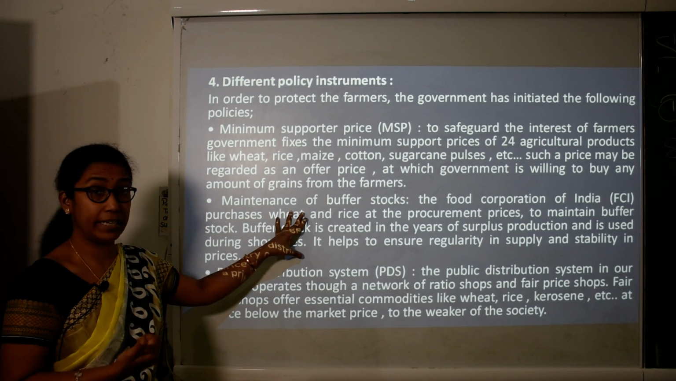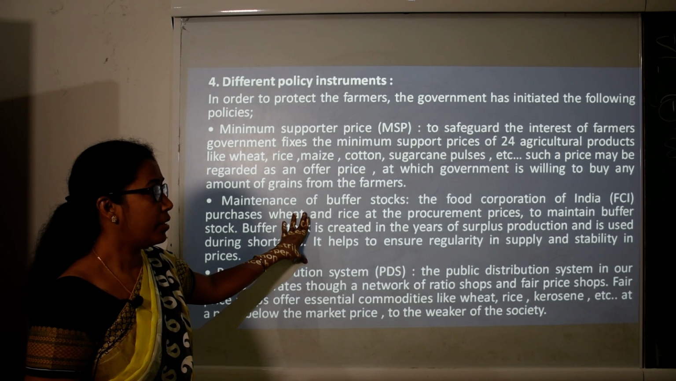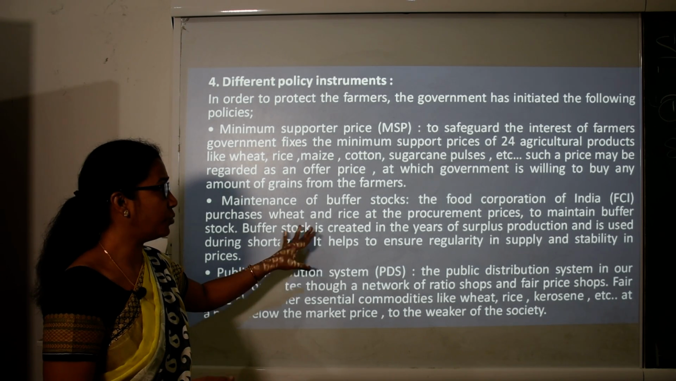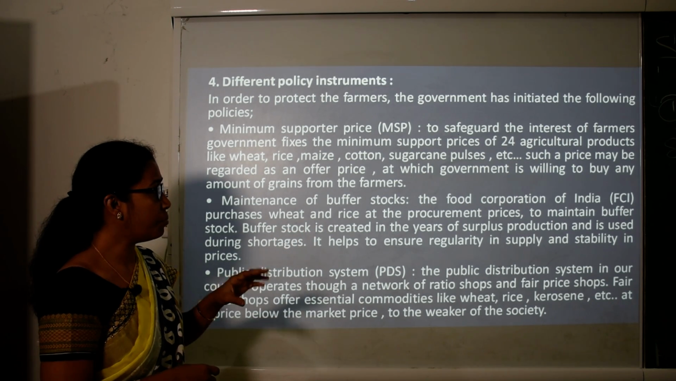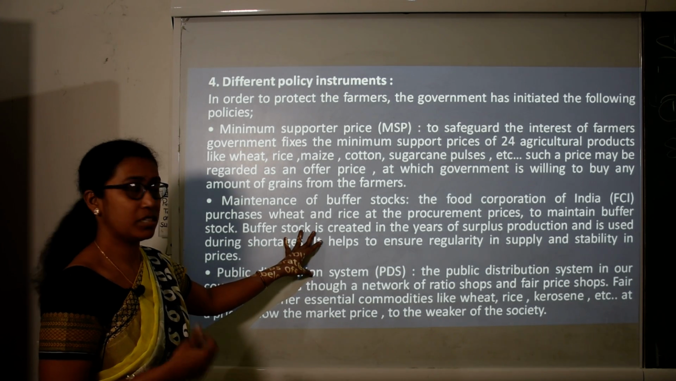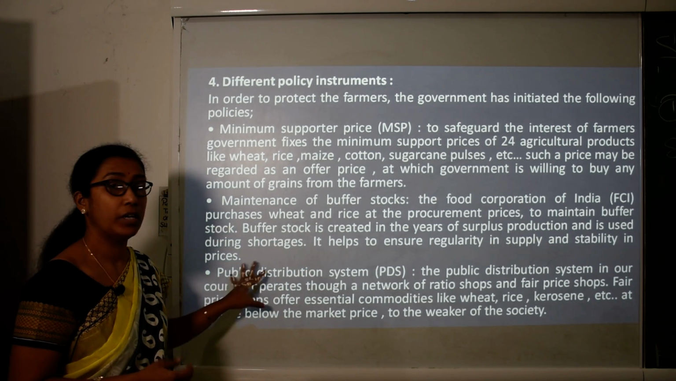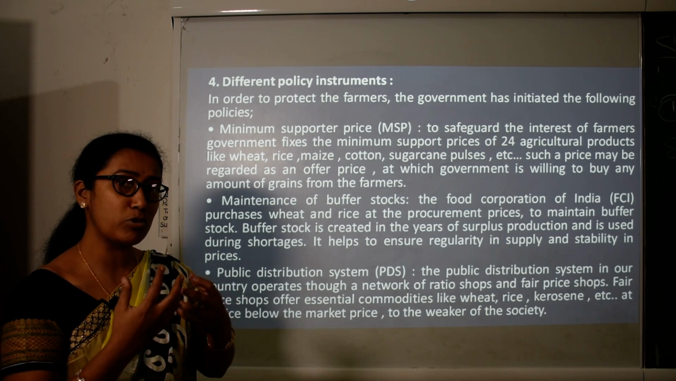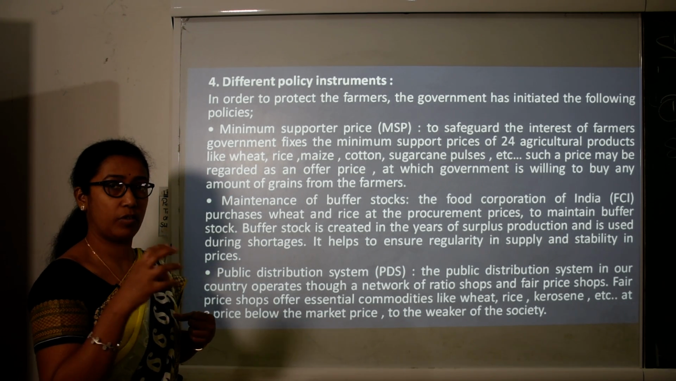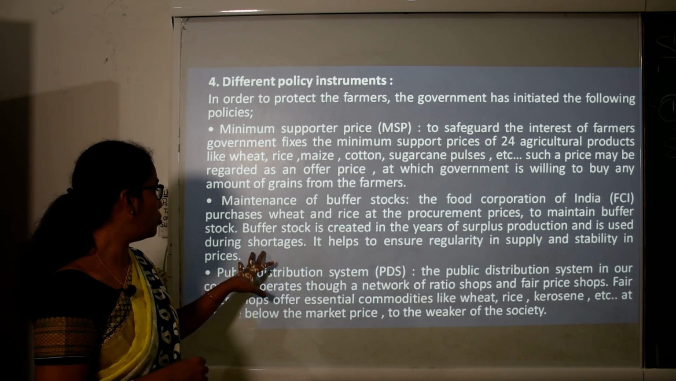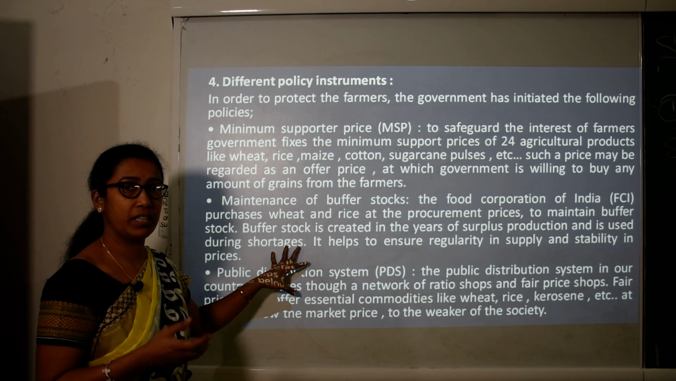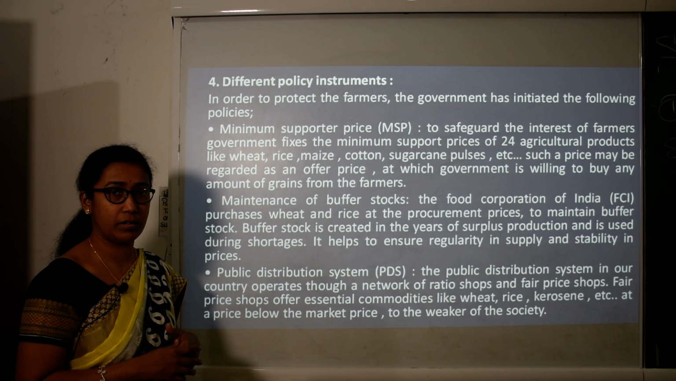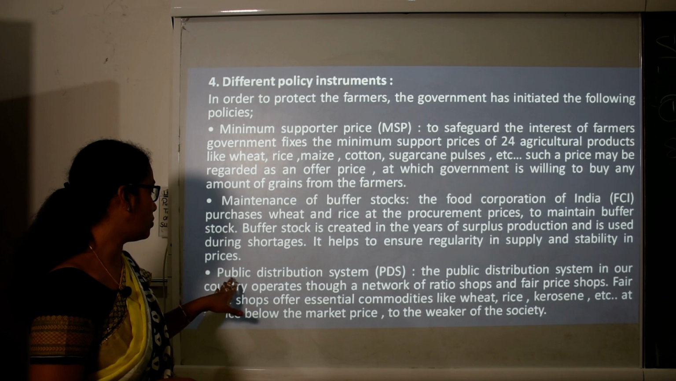So, the second thing that can be done is maintenance of buffer stocks. Buffer stock means the Food Corporation of India purchases wheat, rice and other such goods at procurement prices. This buffer stock is created in years of surplus production. When production increases, the government purchases stock of certain goods from farmers, and it is used during times of crisis like famines. It helps to ensure regularity and stability in supply in the market of these particular products.